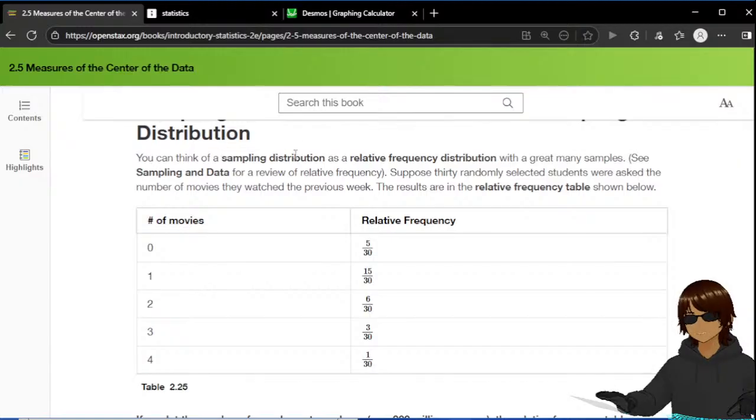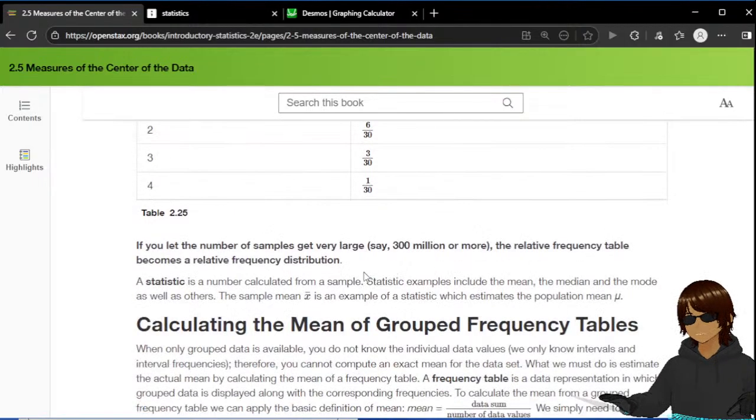You can think of a sampling distribution as a relative frequency distribution with a great many samples. Suppose 30 randomly selected students were asked the number of movies they watched the previous week. The results are in the relative frequency table shown below. If you let the number of samples get very large, the relative frequency table becomes a relative frequency distribution.